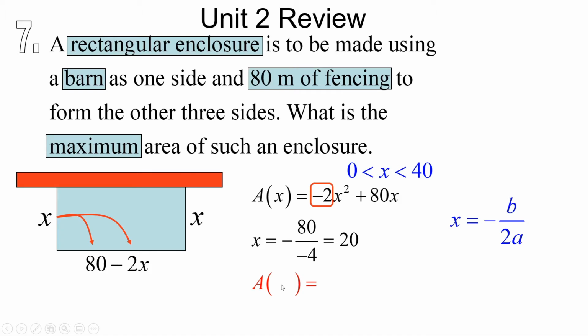So let's find A of 20. Now I could plug 20 into my general form of my quadratic right here, but I think it might be easier to just put it in as x times 80 minus 2x. That would be 20 times 80 minus 40, which is 40. 40 times 20 is 800. And remember, my units are in meters, so my area would be square meters. So with these constraints, we can create a rectangle that has an area of 800 square meters. That's a pretty big rectangular enclosure.